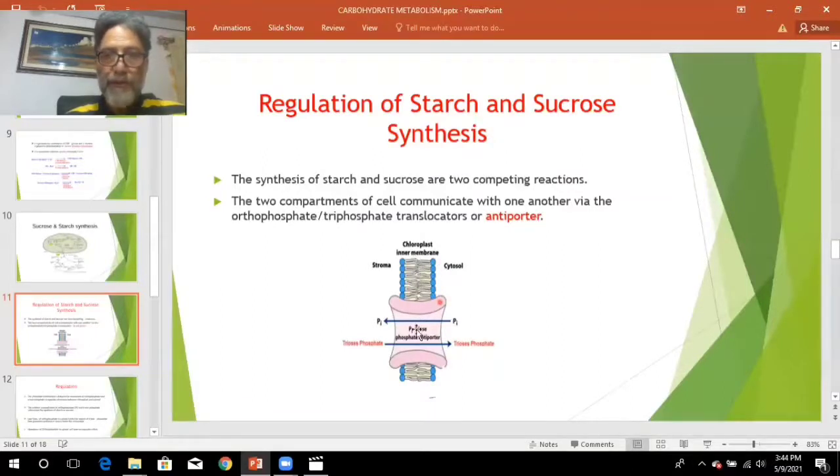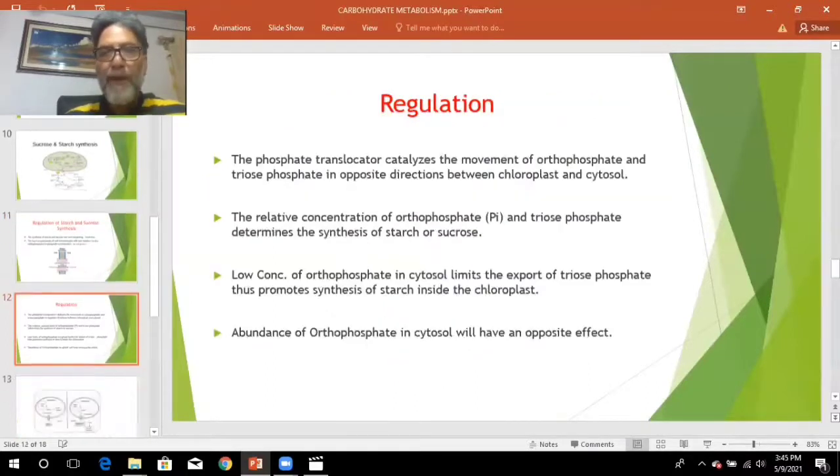This is the chloroplast membrane. In between is present this antiporter, and this is the cytosol side. This is the stroma side. The inorganic phosphates will be taken from the cytosol to the stroma of the chloroplast, while the triose phosphates will come out in exchange through these into the cytosol. So that means there is a communication going on between the two.